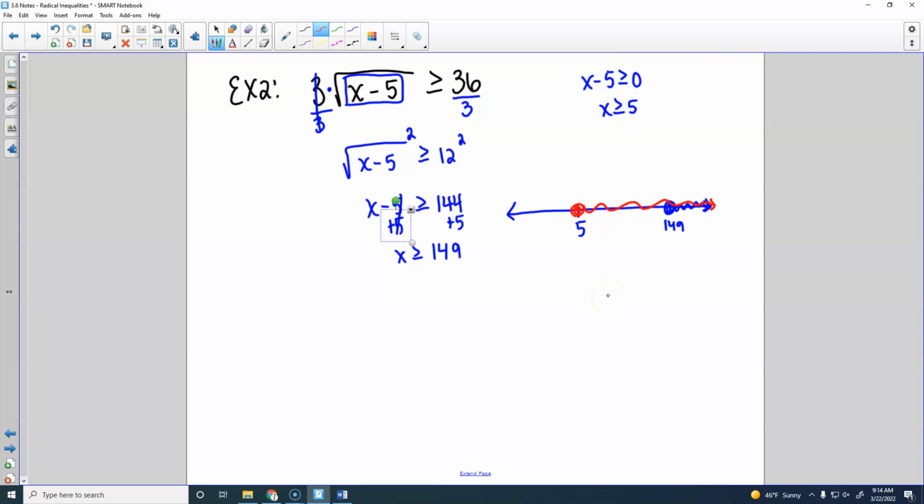Now, does our domain restriction affect our answer here? It does not, because anything that is greater than 149 is also going to be greater than or equal to 5, right? So the overlap of these two right here only happens for x is greater than or equal to 149. So this is a problem where if you forgot to consider the domain, it would actually be okay because the domain doesn't affect this problem. But there are lots of them where the domain does affect the problem, so you need to check it every time.